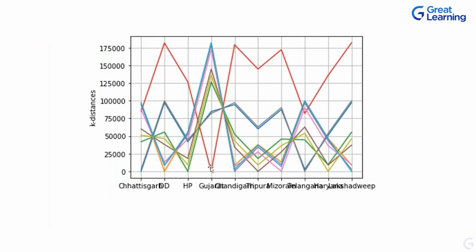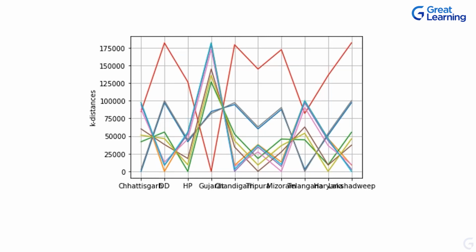So let's take the example of Gujarat. So Gujarat versus Gujarat, obviously, the distance is going to be 0. With regard to Himachal Pradesh, Gujarat versus Himachal Pradesh, the distance is this. With regard to DD, Daman and Diu, Gujarat versus Daman and Diu, the distance is this. I'm explaining the red line. And there will be 10 lines. We will decode one line and then the rest will be very much clear to us. Gujarat versus Chhattisgarh, the distance is here.